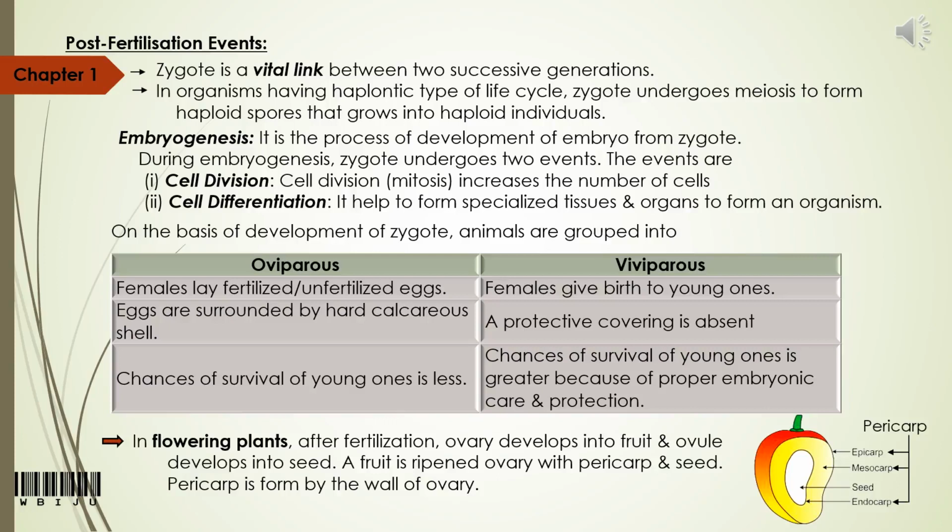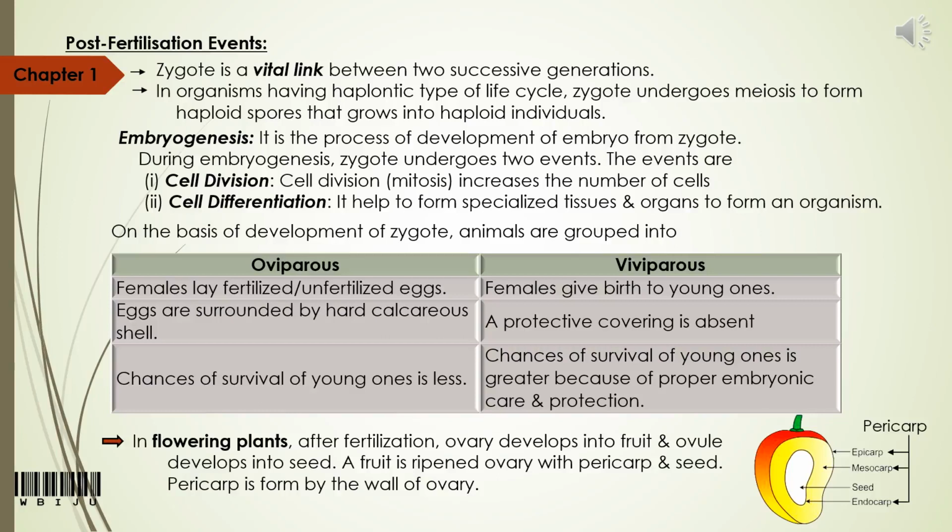So this zygote forms a vital link between two successive generations. Next, when this zygote divides, we know that it will develop into an embryo, and this process of development of the embryo from the zygote is known as embryogenesis.